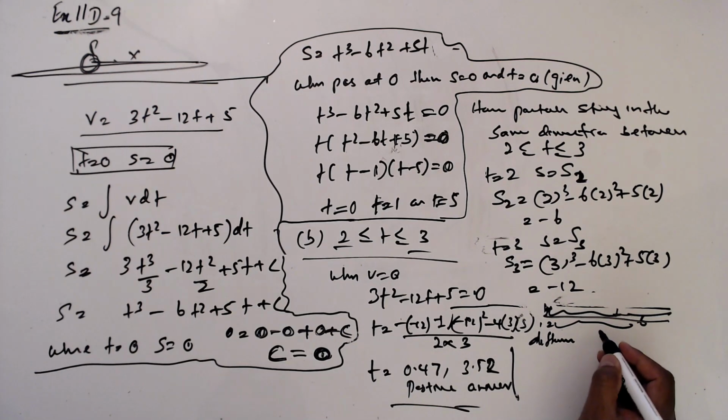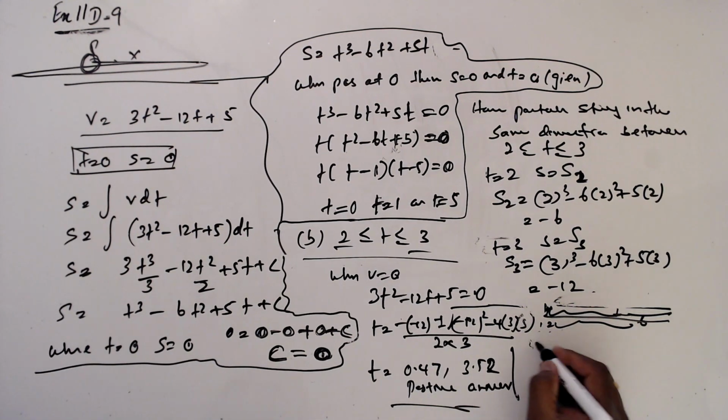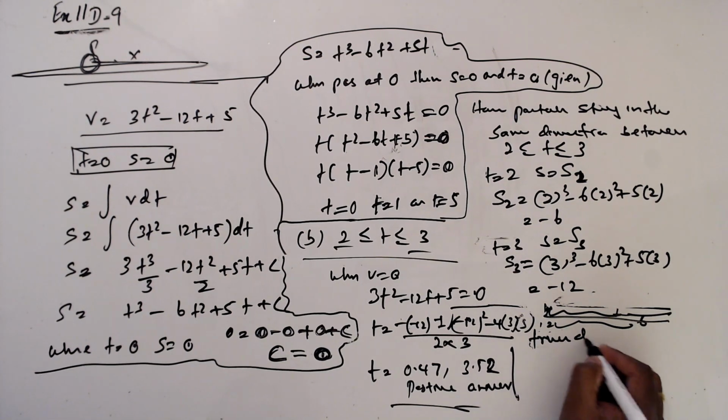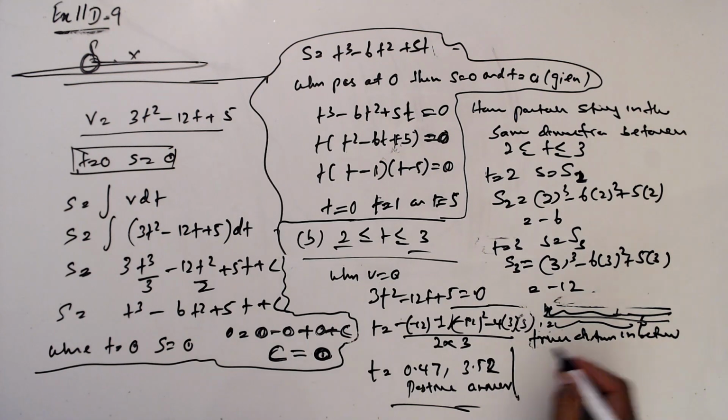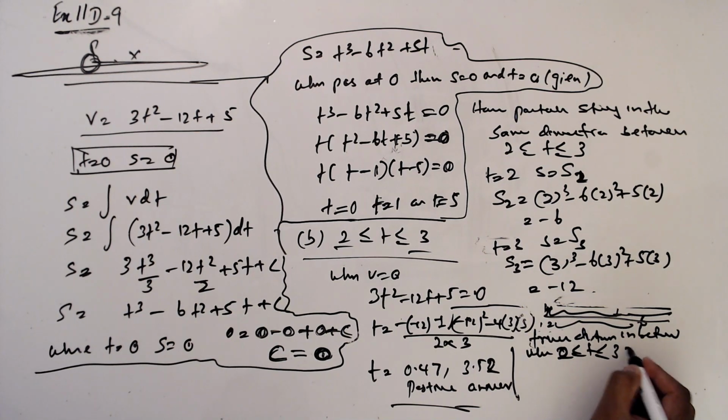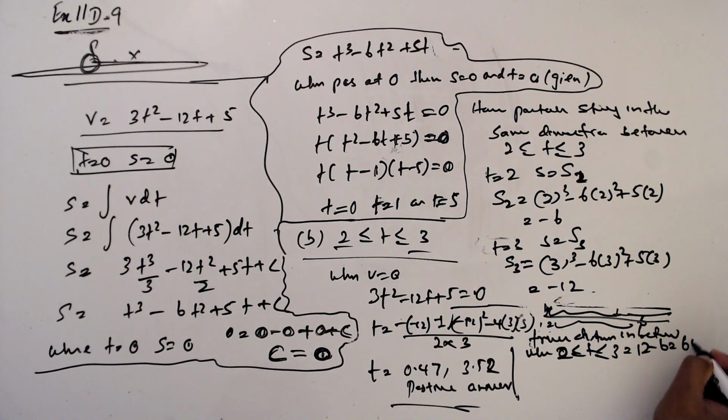The difference, or travel distance, between t equals 2 and t equals 3, is 12 minus 6, which is 6 meters.